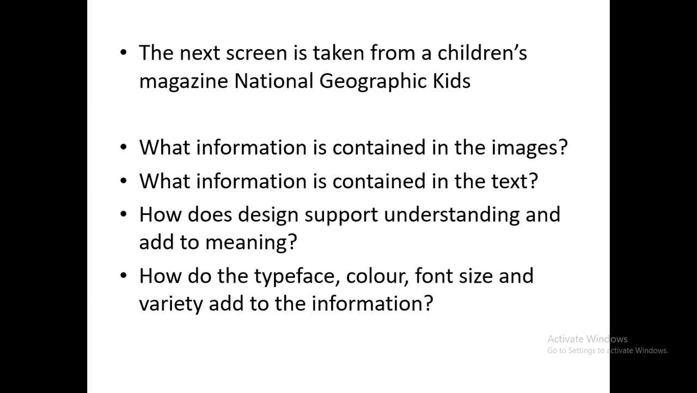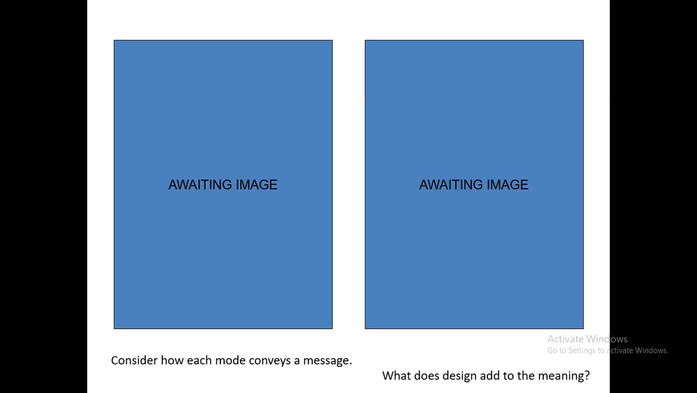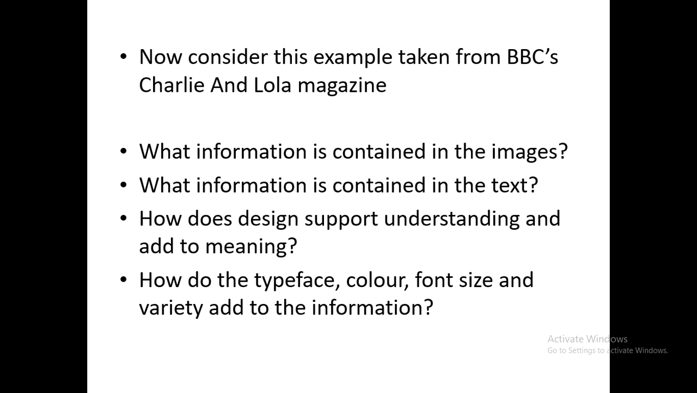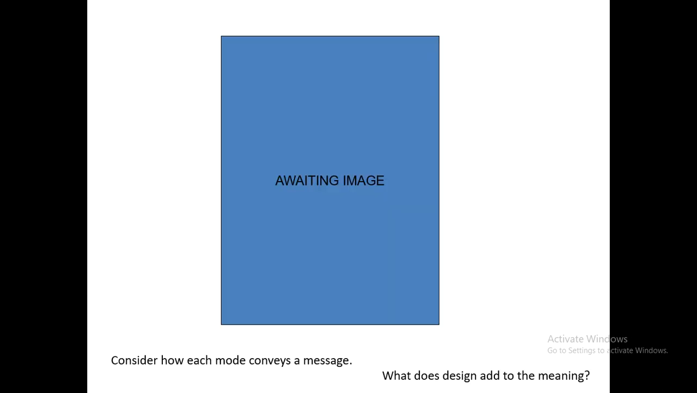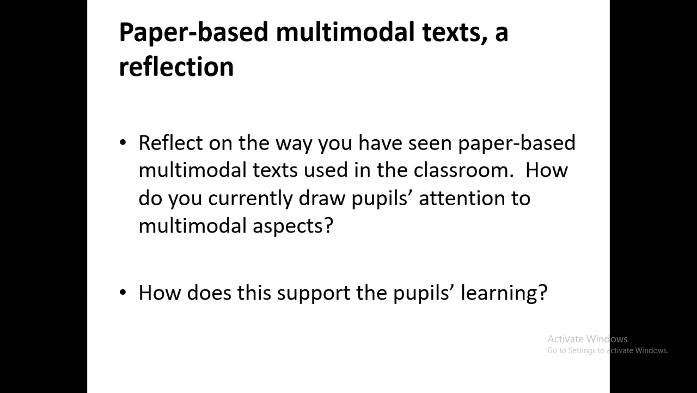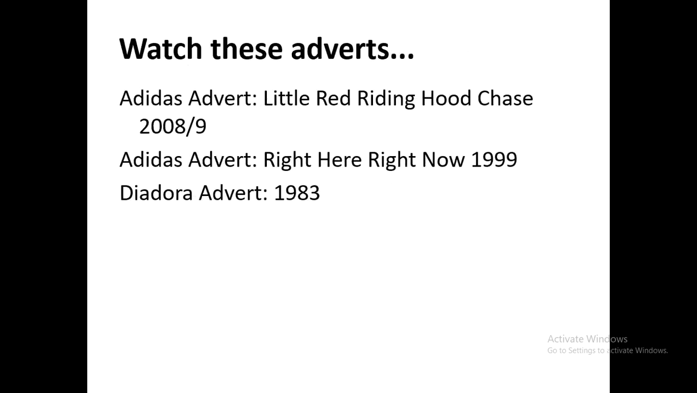What information is contained in the text? How does the design support understanding and add to meaning? How do the typeface, color, font size, and variety add to the information? So there are many aspects that can be considered, like font size, color, design, the information content, the images, and so on. There is also the BBC Charlie and Lola magazine, so you can find the aspects of a certain magazine and then analyze it using these questions. Paper-based multimodal text: reflect on the way you have seen paper-based multimodal text used in the classroom. Okay, so those are the examples.